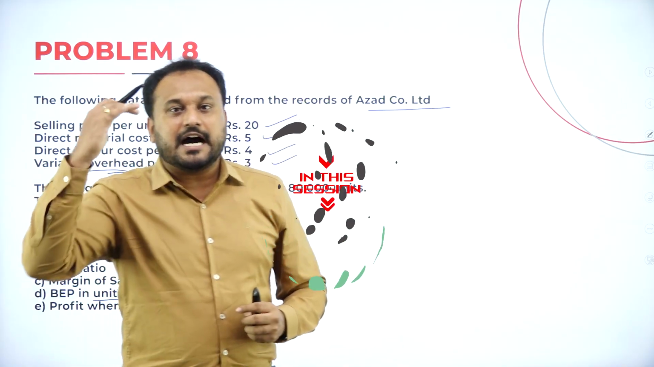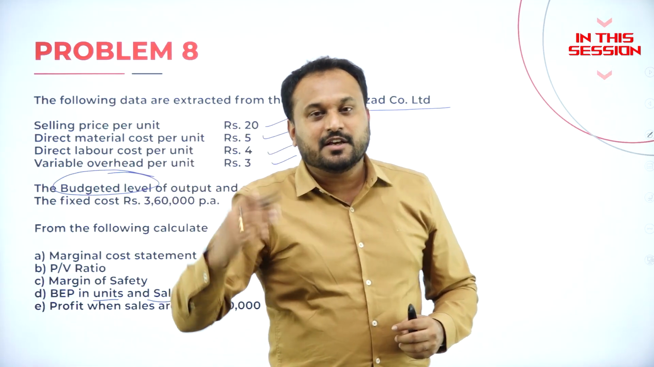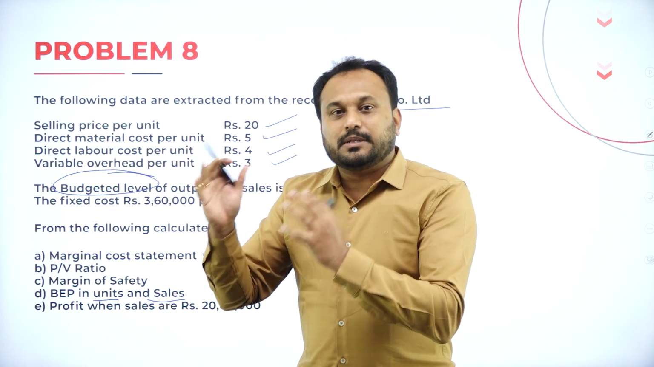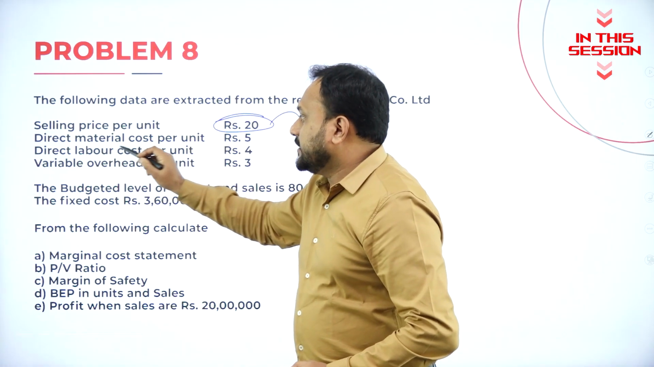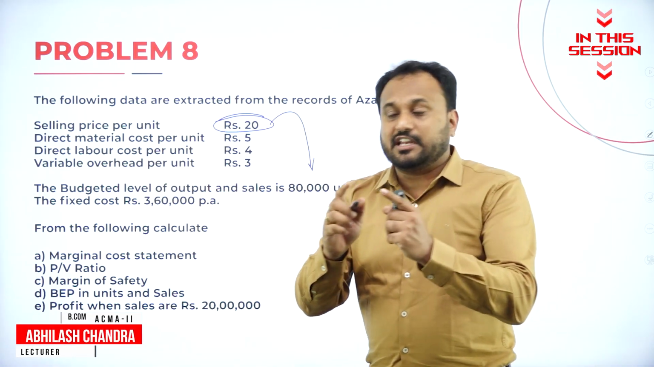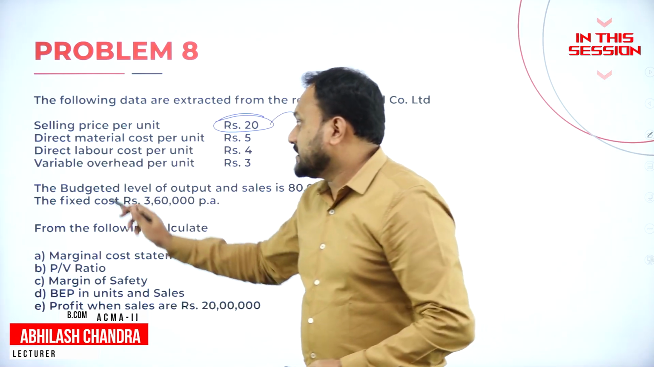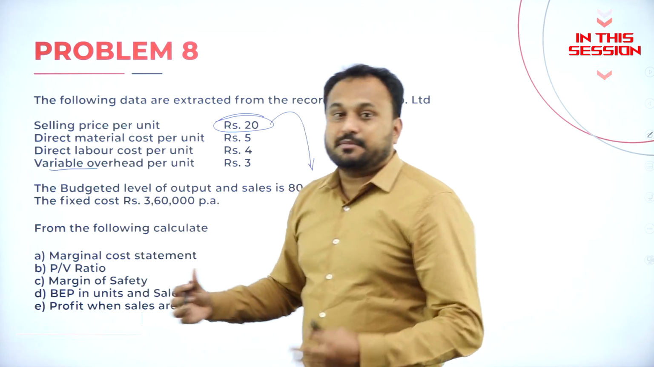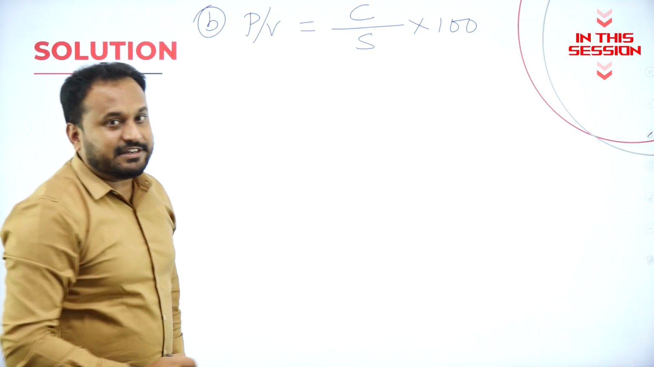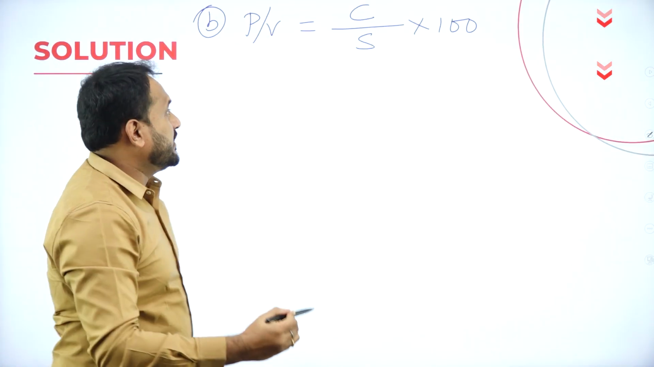Budgeted, that means the target, that is a standard which the company has given to the people. Direct material, now DM is 100% variable cost. DL, direct labor, 100% variable cost. Variable overhead, again variable cost. Contribution divided by sales into 100.